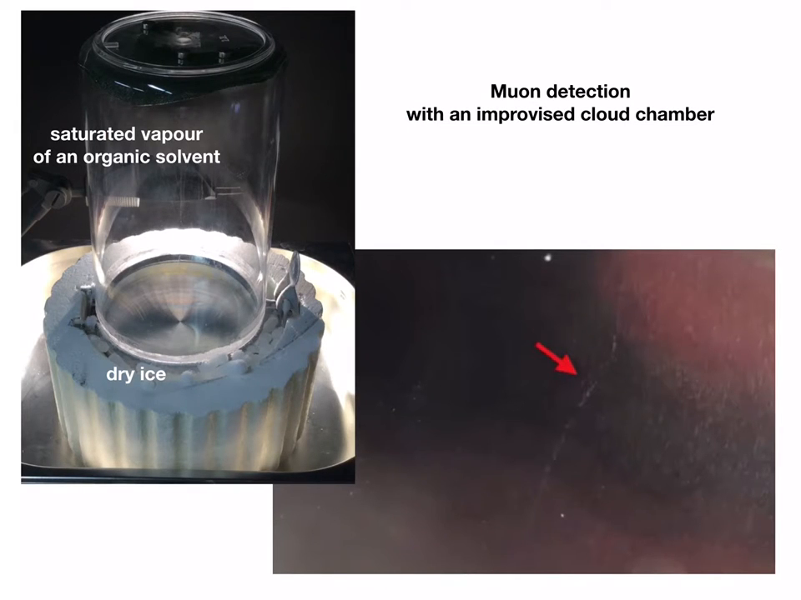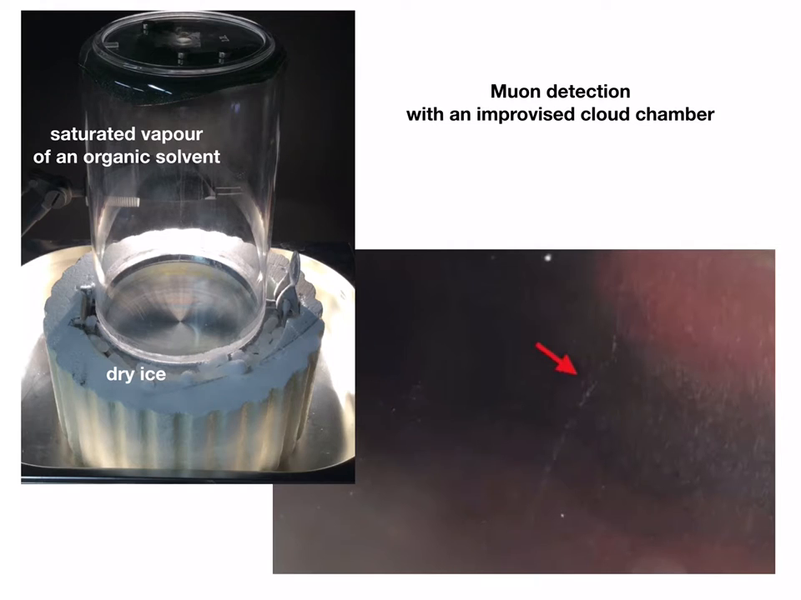The photo on the top left shows an improvised cloud chamber, as it can be set up in a teaching laboratory. The metal base of a container is cooled down to well below freezing using dry ice. Inside the container, a saturated atmosphere is created using an organic solvent.